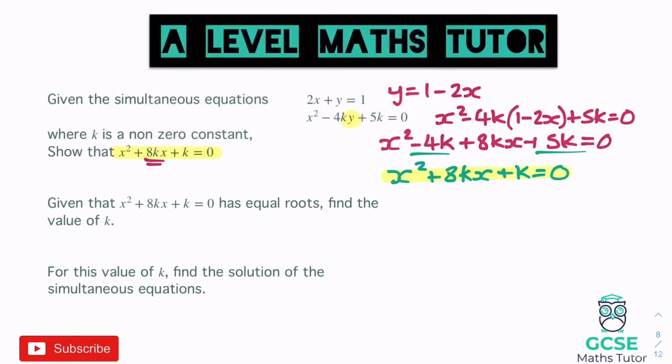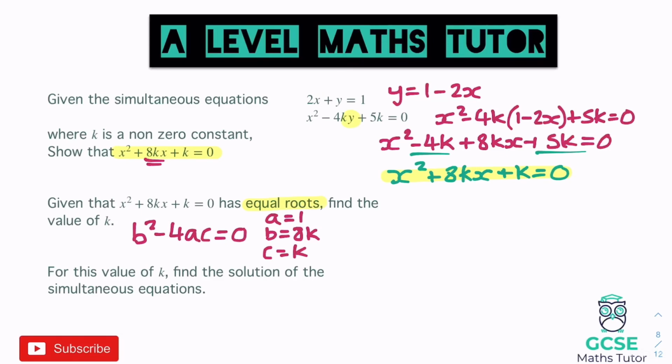Moving on to the next bit, it says given that x squared plus 8kx plus k equals 0 has equal roots, find the value of k. Now thinking about the discriminant, and obviously having a look at that video if you're not sure on it, if it says equal roots, that means that the discriminant is equal to 0. Or in other words, when we do b squared minus 4ac, the answer will be equal to 0, and that should hopefully allow us to find out what k is. So a equals 1, the number in front of x squared, b equals 8k, what's in front of x, and c equals k.